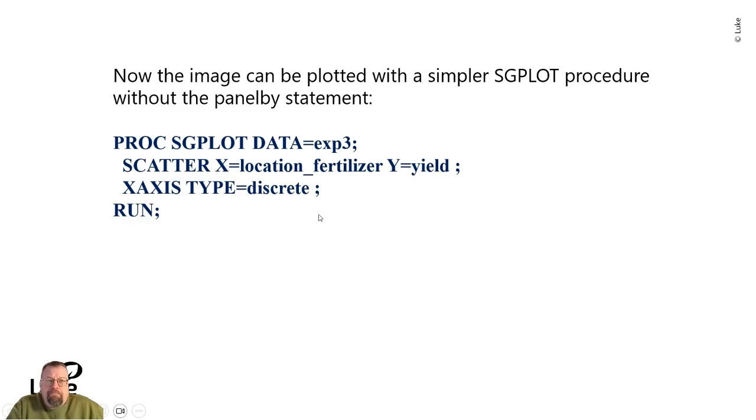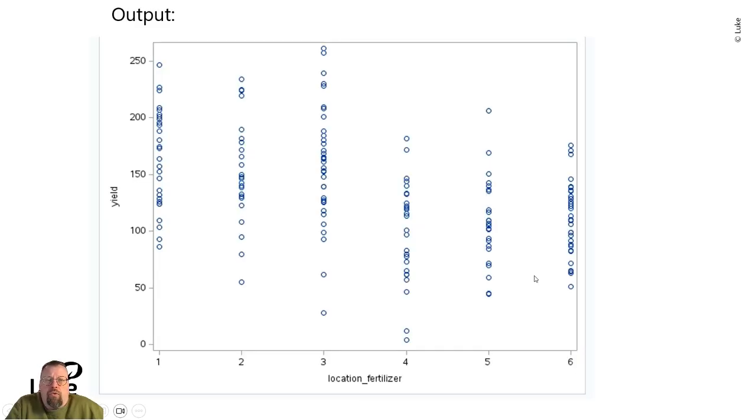And then we can also use this variable to make the same plot in a little bit different way. Now we can just use sgplot. We don't have to use the paneled version, and we just have one grouping variable in the x option, which is this location_fertilizer, and then we have the same yield as the y variable, and the image would look like this. So another way to do basically the same output.